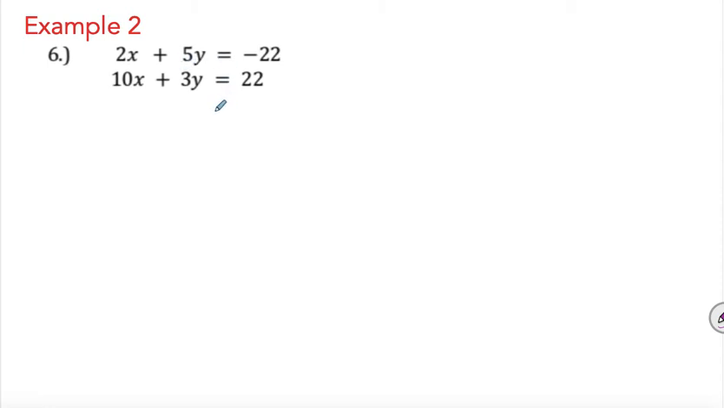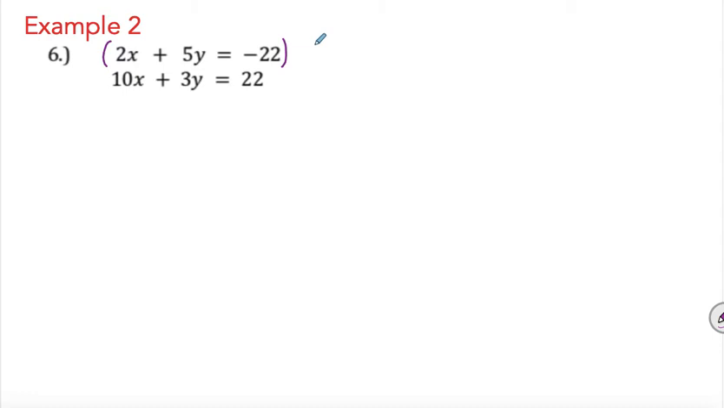So we're trying to use elimination here. We need to cancel either the x's or the y's, and I'm trying to find an easy constant to multiply by. Now you can multiply both equations if needed, but I want to do the least amount of work. So I see that 5 and 3 are not factors of each other, but 10 and 2 are. So I could turn this 2 into a 10 by multiplying by 5.